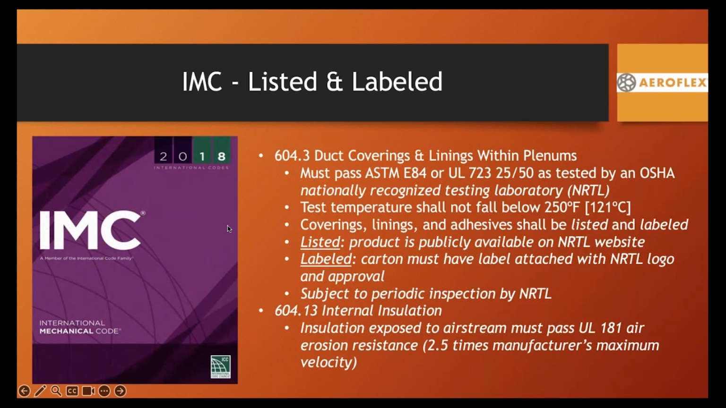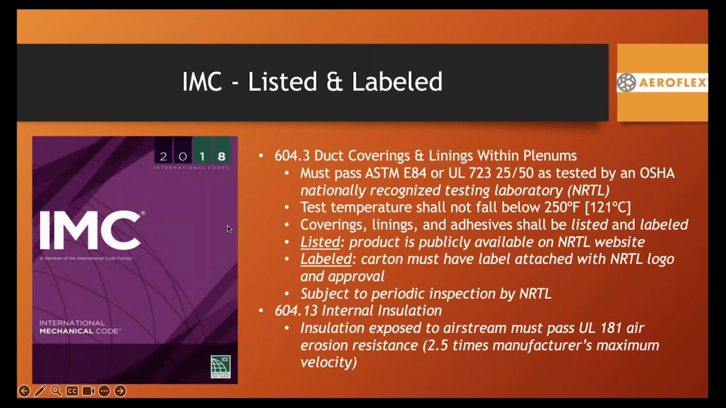At the very top, you'll see 604.3, and this is probably of no surprise to you. The duct insulation must pass either ASTM E84 or UL 723, 25/50 flame and smoke indexes, as tested by an OSHA nationally recognized testing laboratory, or NRTL. The coverings, linings, and adhesives shall be listed and labeled. What does that mean?